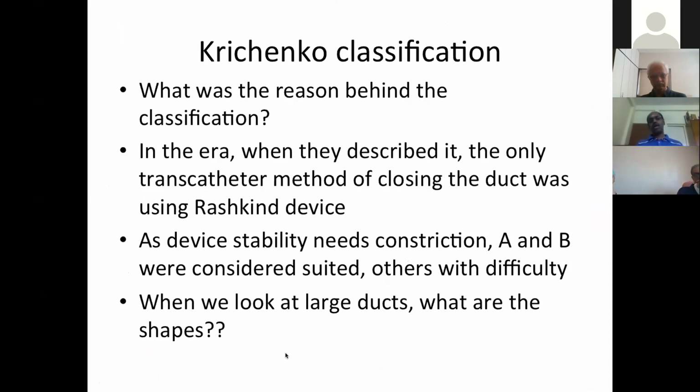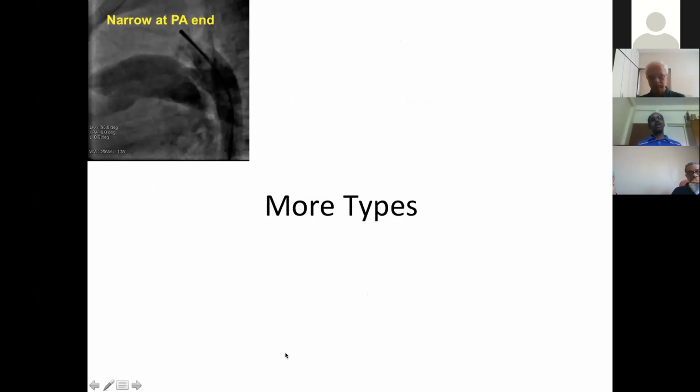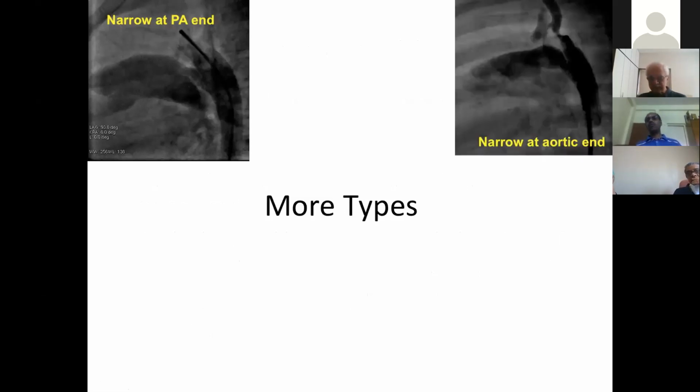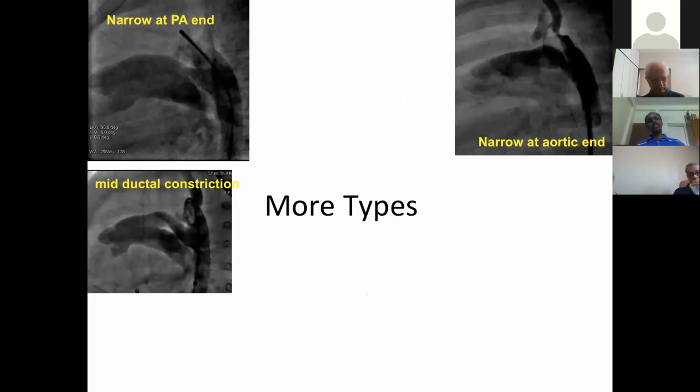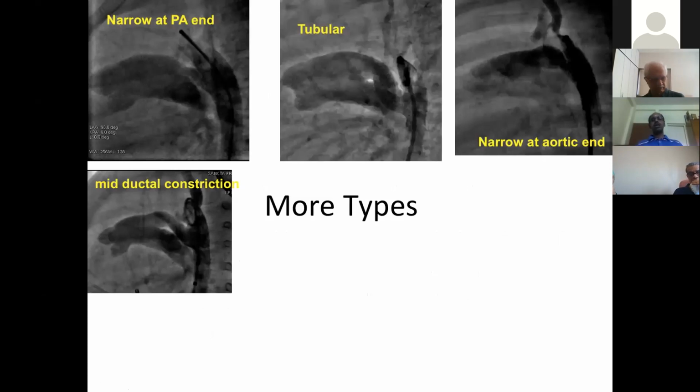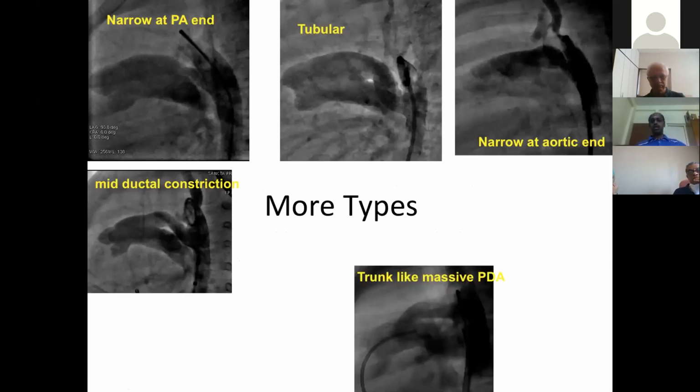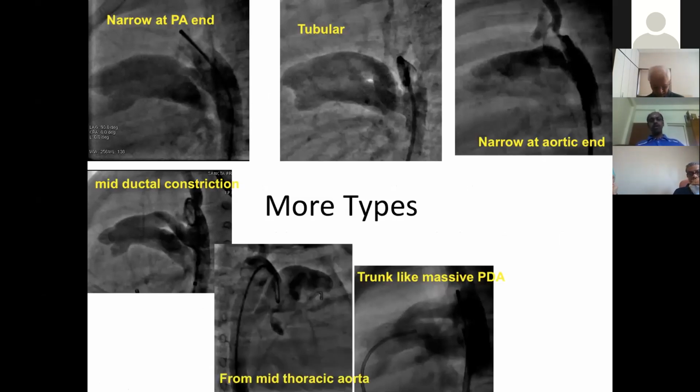When we look at large ducts, what are the shapes? There are more types. We have the conventional narrow at PA end. We have what is narrow at aortic end. We have mid-ductal constriction. We have PDAs which are tubular and no constriction. We have elephant trunk-like PDA. We have PDAs that arise from mid-thoracic aorta and climb all the way into the thorax.